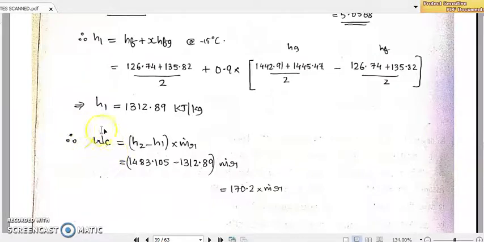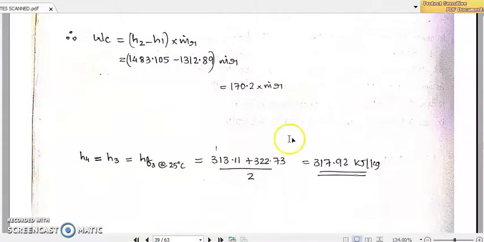Okay, so now we have found both H1 and H2, and what will be remaining? We have to find out the work done by the compressor. It will be nothing but H2 minus H1 times mass flow rate of the refrigerant. Substituting the values of H2 and H1, it will be 170.2 times mass flow rate of the refrigerant. Till now we haven't found out the mass flow rate of the refrigerant.